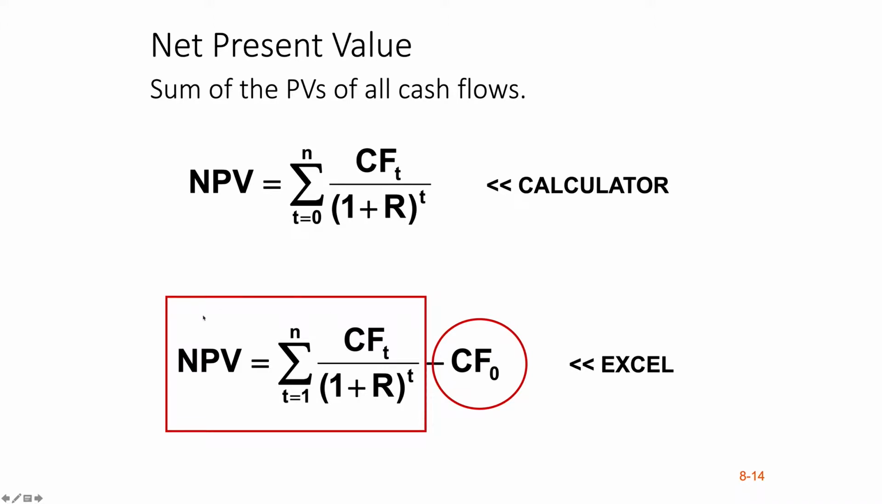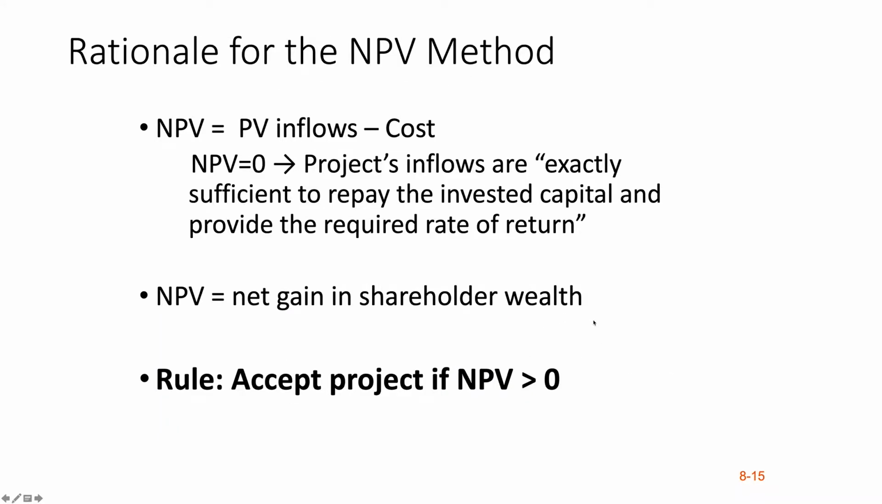Don't forget the minus. But if you're using the financial calculator, you're starting from cash flow 0, cash flow 1, cash flow 2, up to cash flow n. But in Excel, you use NPV to calculate the present value of those cash inflows from CF1. Then you subtract the initial cash outflow. Because it's kind of unique for the Excel formula.